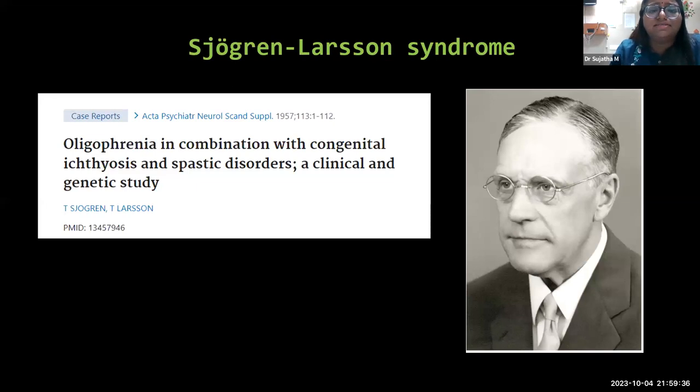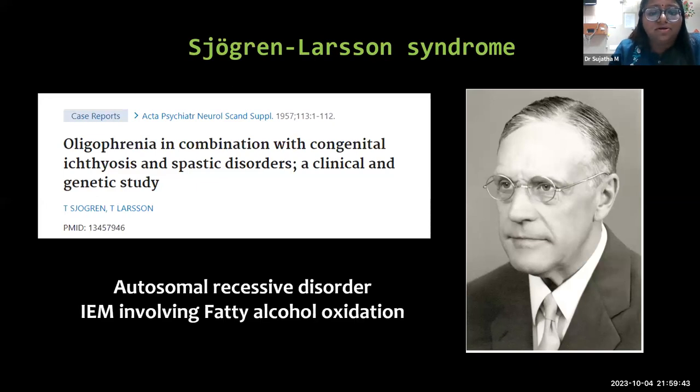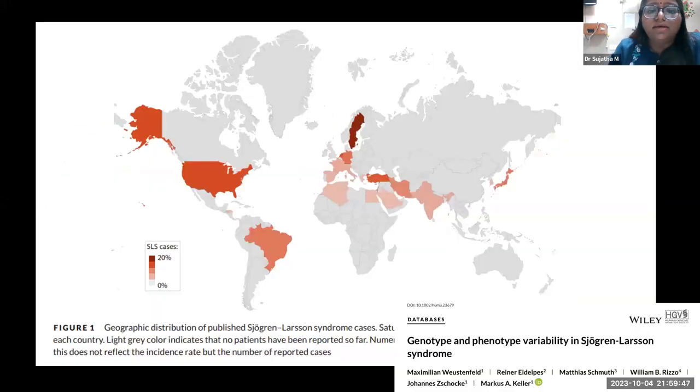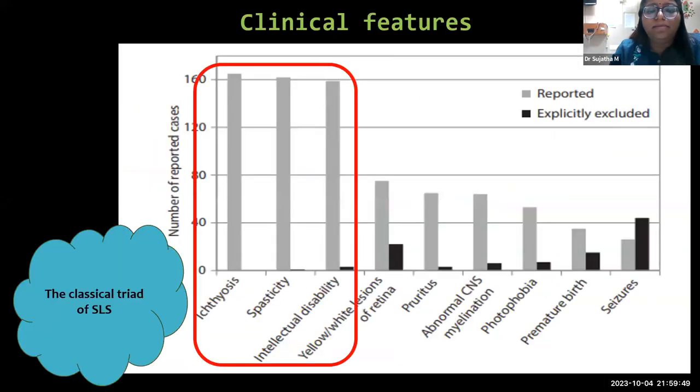This was first described in Norway in a cohort of 28 cases by Dr. T. Sjögren, and it is an autosomal recessive disorder, an IEM, involving fatty alcohol oxidation. So coming to the clinical features, the classical triad is of ichthyosis, spasticity, and intellectual disability, which is seen in almost all patients with Sjögren-Larsson syndrome.